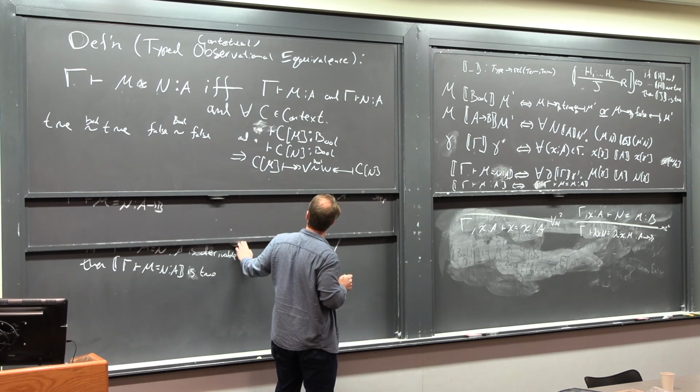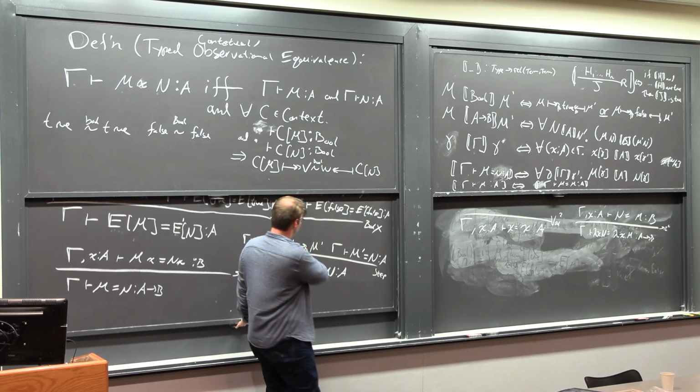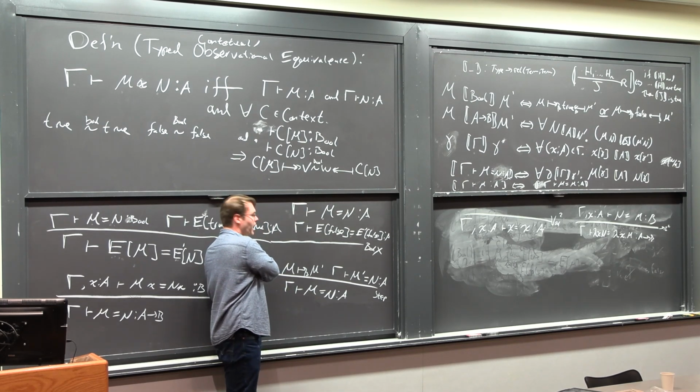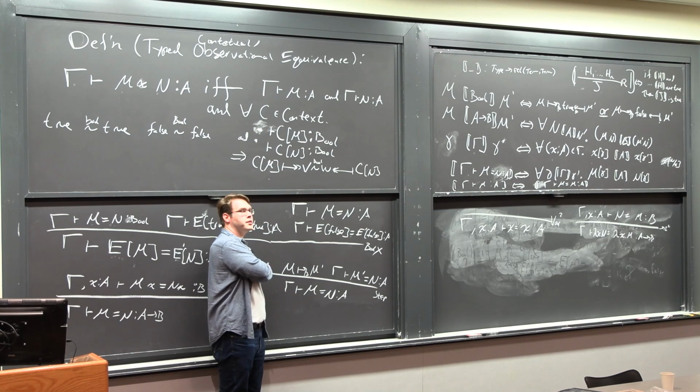And let's look at this rule, the stepping rule. I added a premise saying that the place I started from had type A. How come?